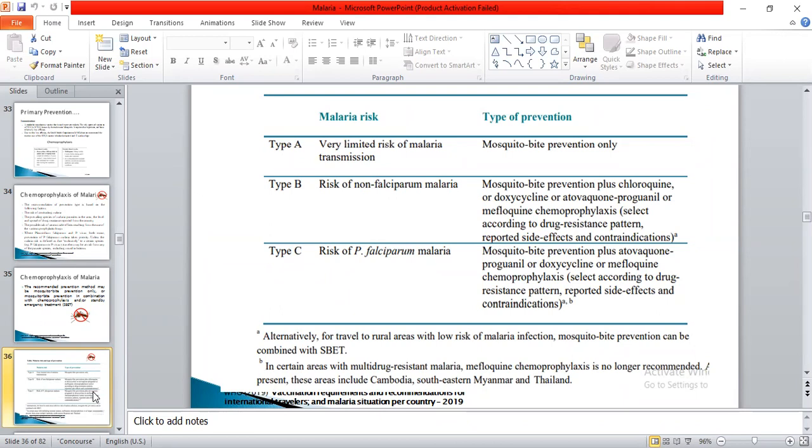Type C, with risk of falciparum malaria, mosquito bite prevention plus atovaquone-proguanil or doxycycline or mefloquine chemoprophylaxis is recommended.